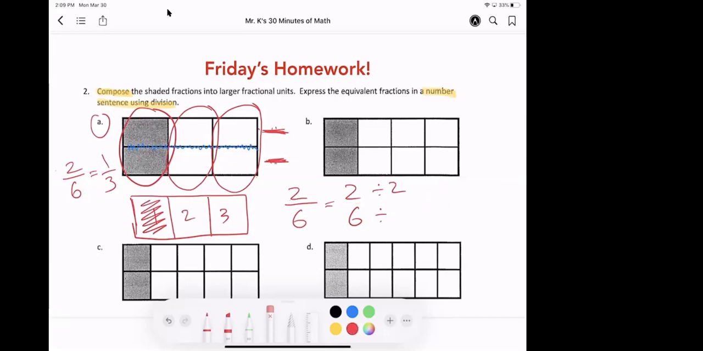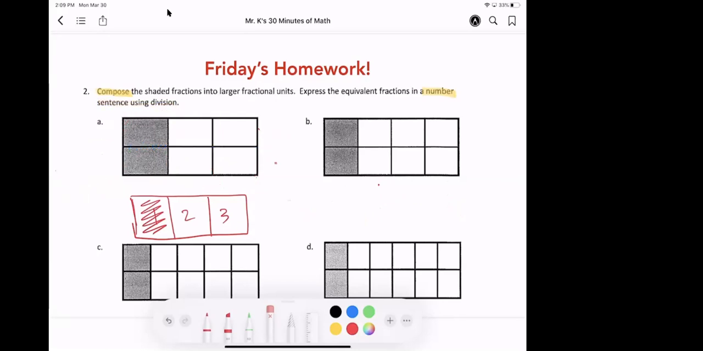Let's do one more of those. Let me get rid of all this work here. Okay, let's do D, this one, which looks kind of complicated.